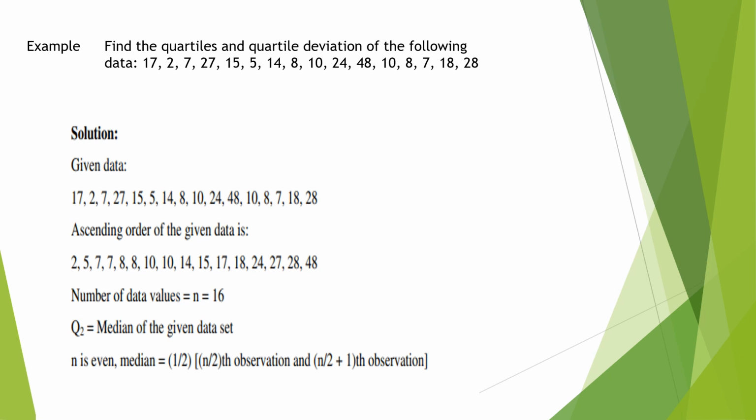First example: find the quartiles and quartile deviation of the following data. So we need to find first the quartiles and then the quartile deviation. First of all, we need to arrange the data in ascending order. It is a must for quartiles. So the data in ascending order is 2, 5, 7, 7, 8, 8, 10, 10, 14, 15, 17, 18, 24, 27, 28, 48. Here the total number of observations is 16.